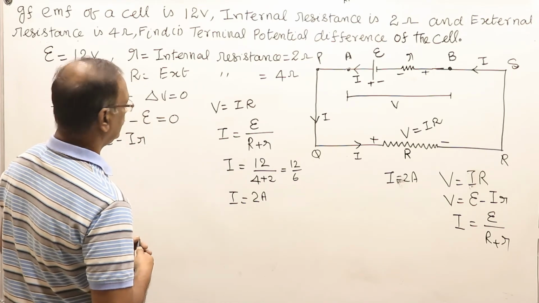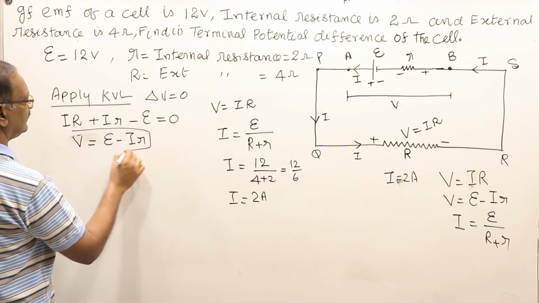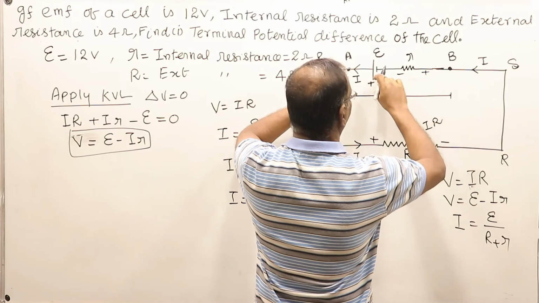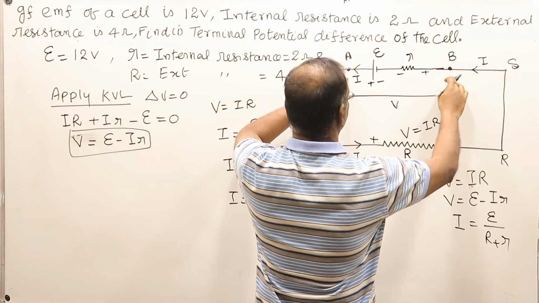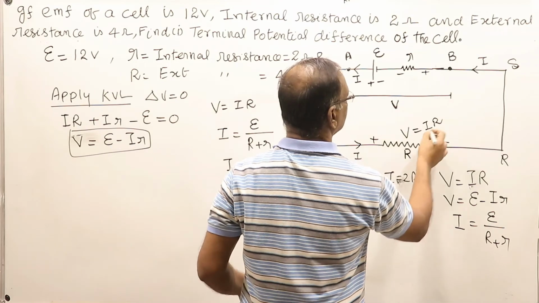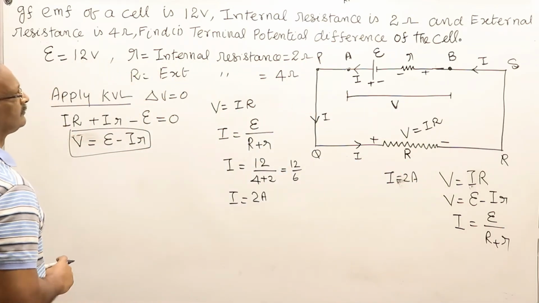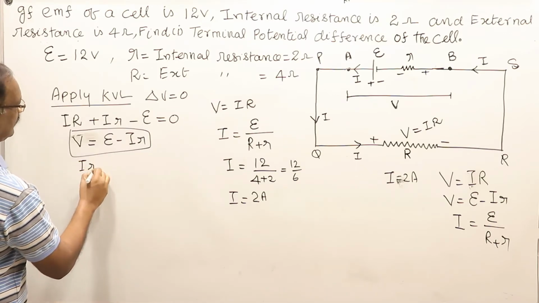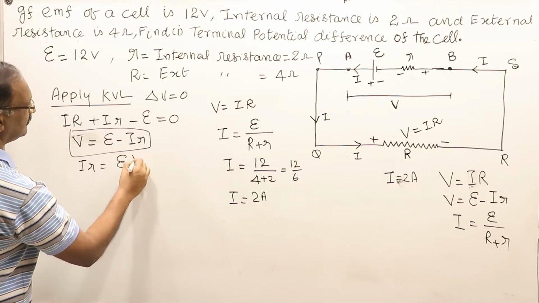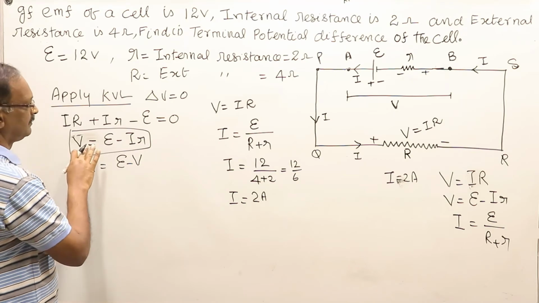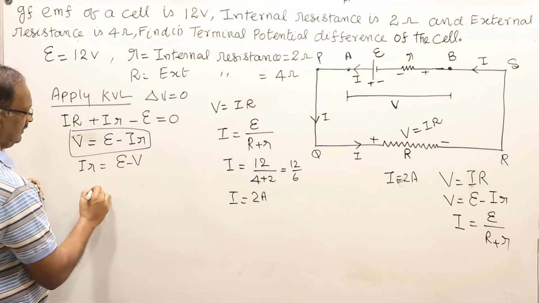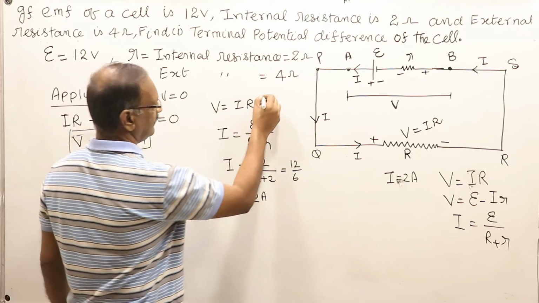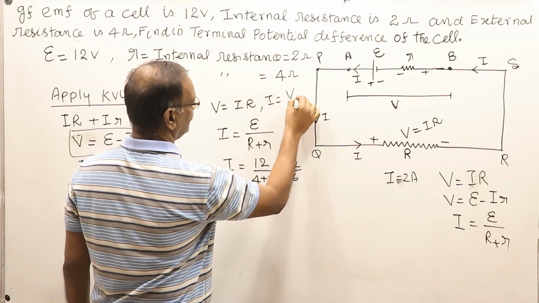We have found I. Now, V is one expression for the terminal potential difference, that is, the potential difference between the two terminals of the battery cell, which is also equal to I into R. Since V is equal to I into R, we can write Ir is equal to EMF minus terminal potential difference, or r is equal to E minus V by I. And what is I? I is equal to V by R.